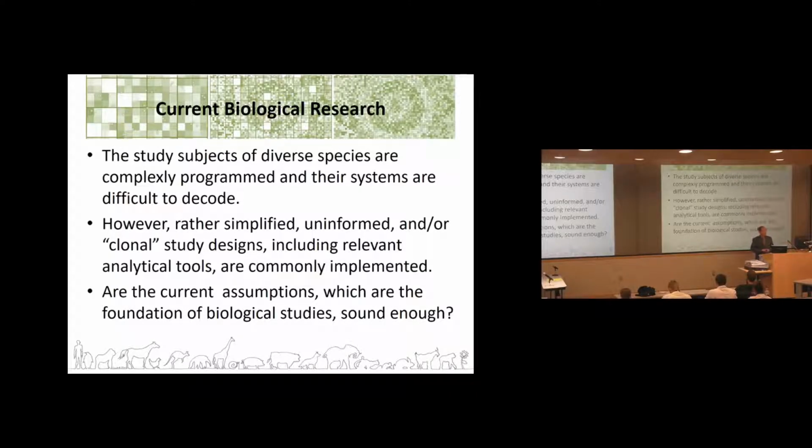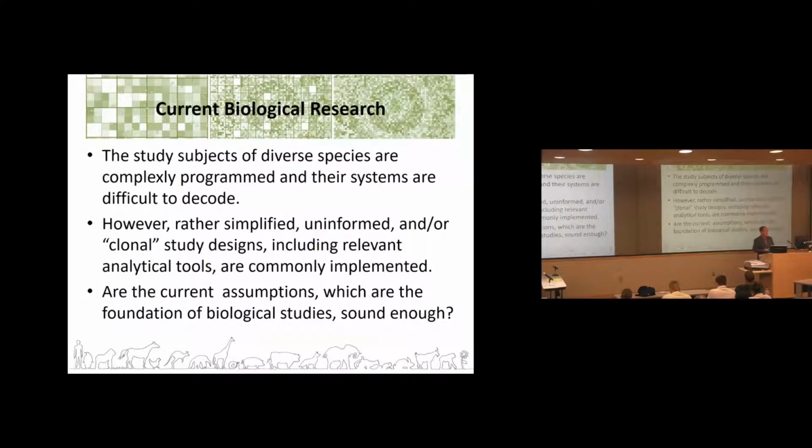So I summarize where we are in terms of current biological research direction. First, the study subjects of diverse species, humans, mice, and other animals and plants, are complexly programmed, and their systems are really, really difficult to decode. When you imagine that we are a 4 to the nth system, we are not that easy to decode. However, rather simplified, uninformed, and or clonal study designs that include relevant analytical tools are commonly implemented in these biological studies.